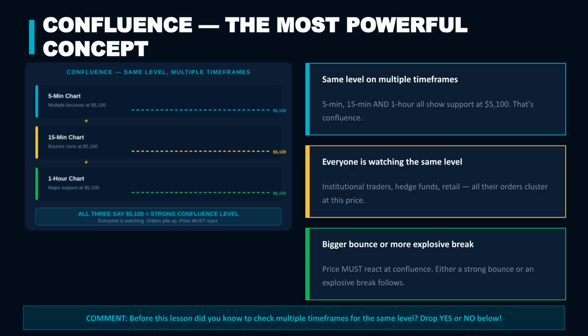That's where all the orders cluster. And when price bounces at a confluence level, the bounce is strong. When price breaks through a confluence level, the break is explosive. In my trading room, confluence is one of the main things we hunt for. We're not just looking for one support line. We're looking for multiple time frames saying, this level matters.